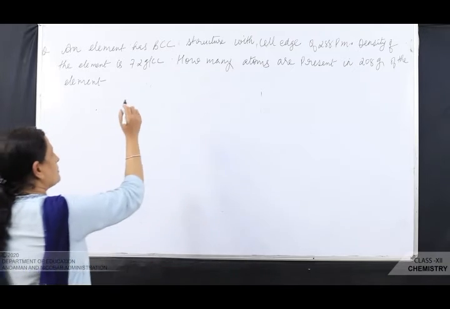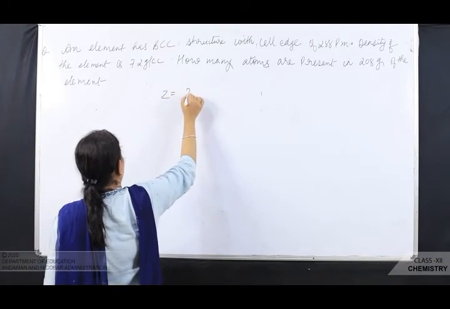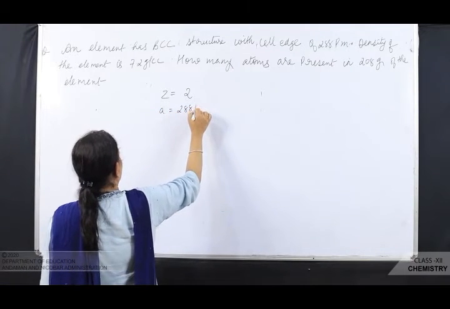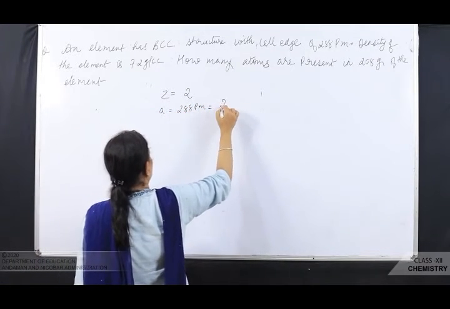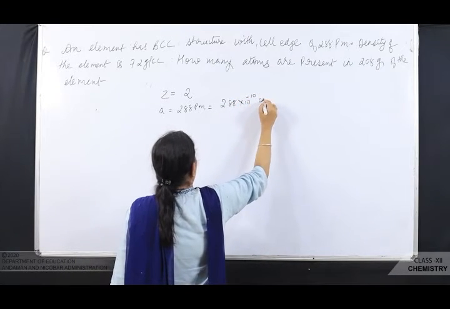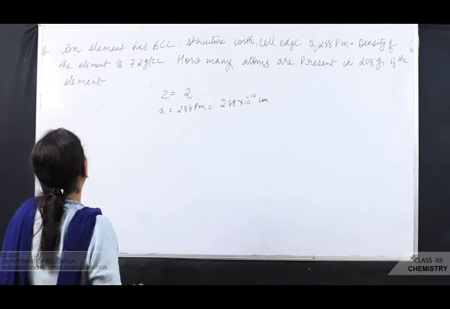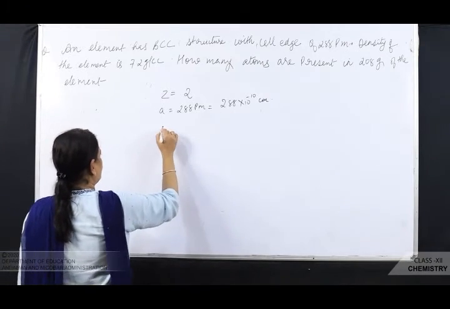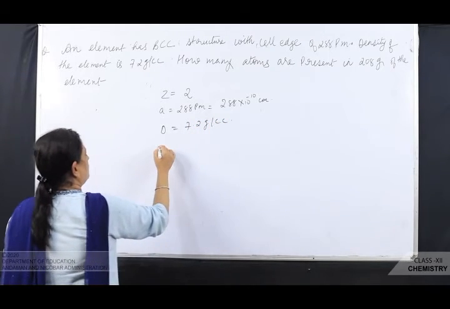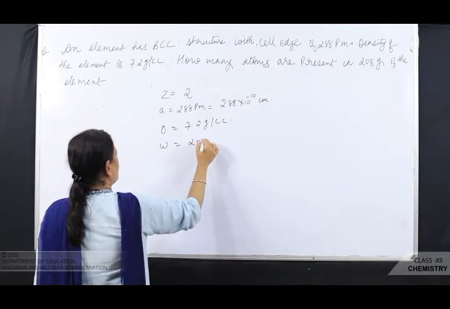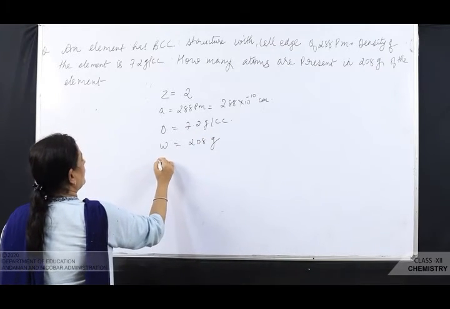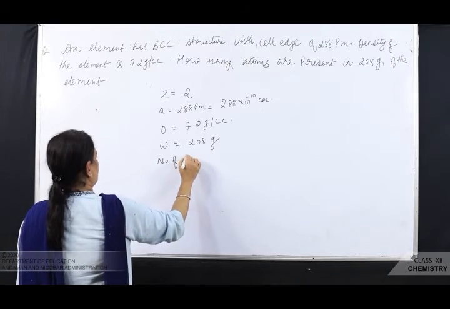Okay. So, it is having BCC structure, Z is equal to 2, then its edge length is given how much? 288 picometer. So, it is how much? 288 into 10 to the power of minus 10 centimeter. Then next what is given? Density is given 7.2 grams per cc, and mass of the element is given in grams, 208 gram. Then what is asked? You have to calculate the number of atoms.